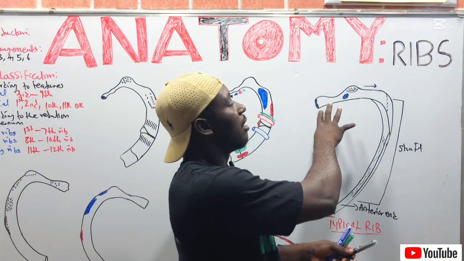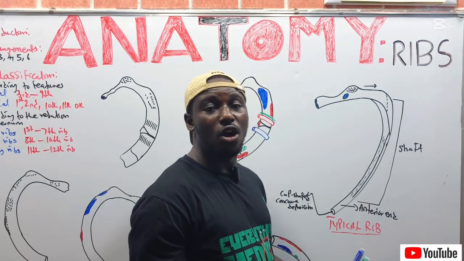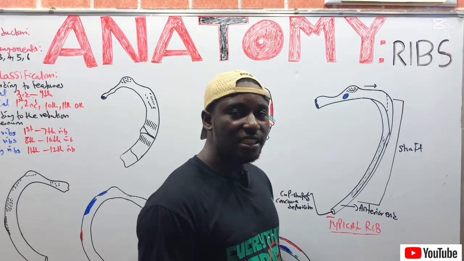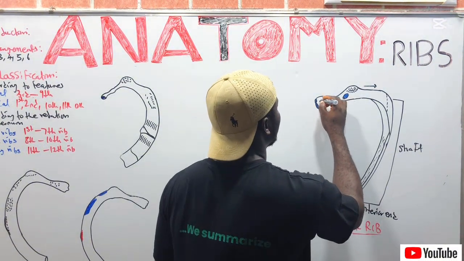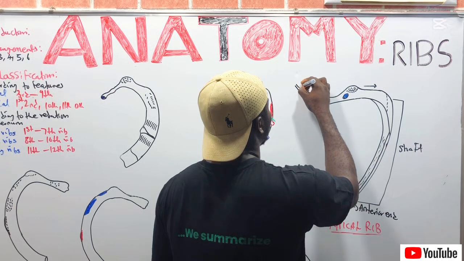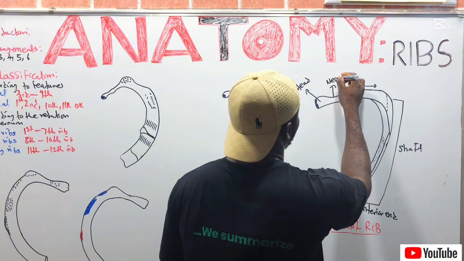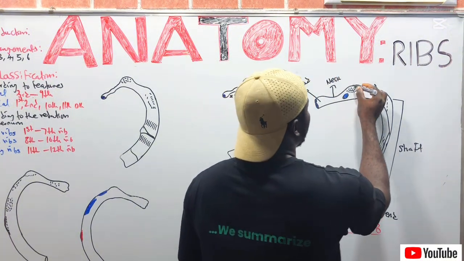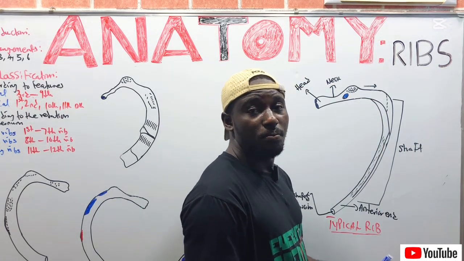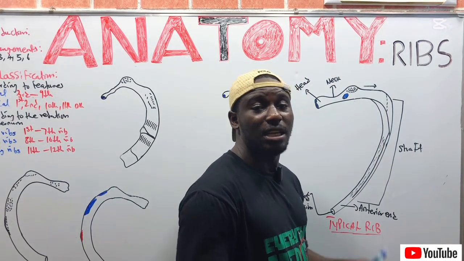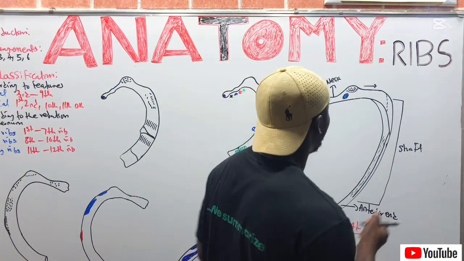Now, the posterior end forms or it constitutes the head, the neck, and the tubercle. Now watch. This is the head, right? This is the neck. And here is the tubercle. This is the tubercle, right? The tubercle is divided into two parts. The articular part, which is the medial articular part, and the lateral non-articular part. As we proceed, we discuss those features.